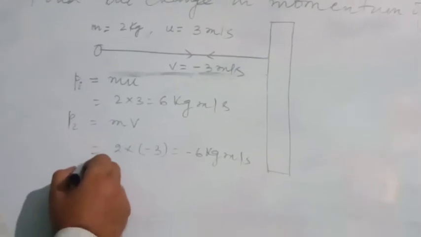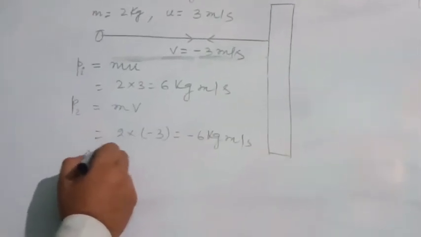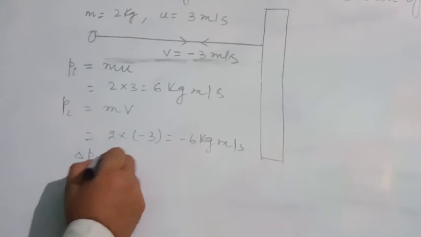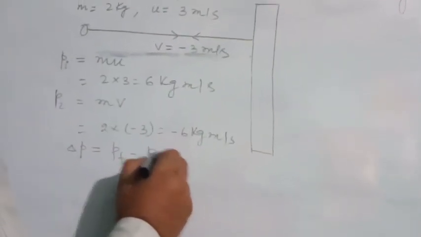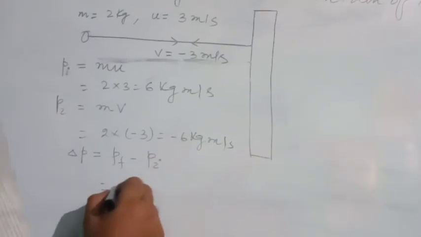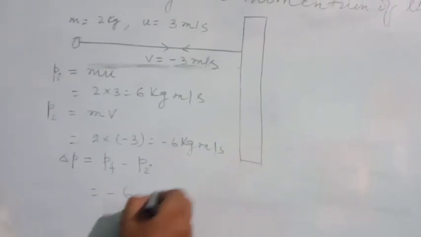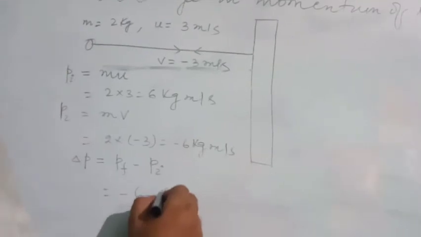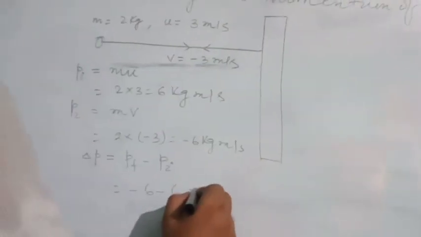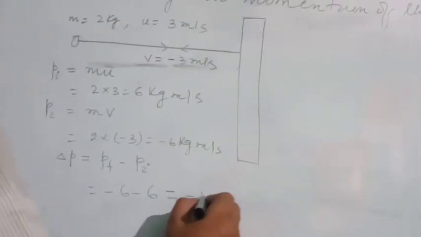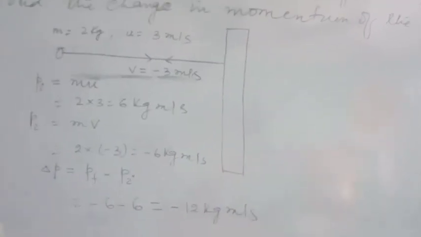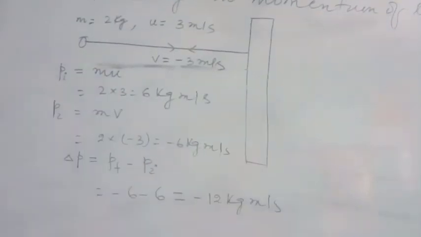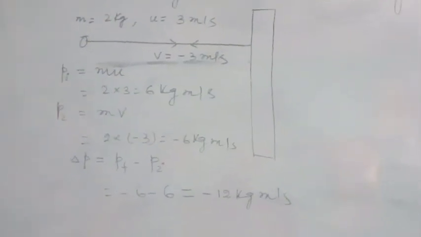So the change in momentum, delta P, equals final momentum minus initial momentum, minus 6 kg meter per second minus 6 kg meter per second, minus 12 kg meter per second. This is the change in the momentum of the ball.